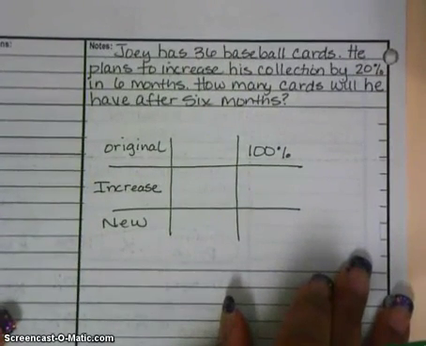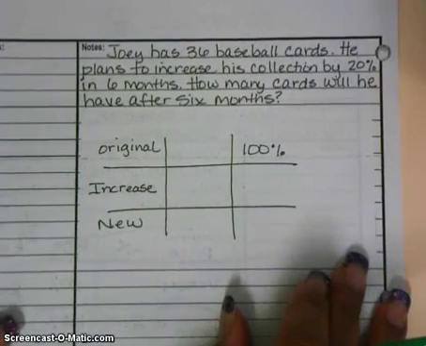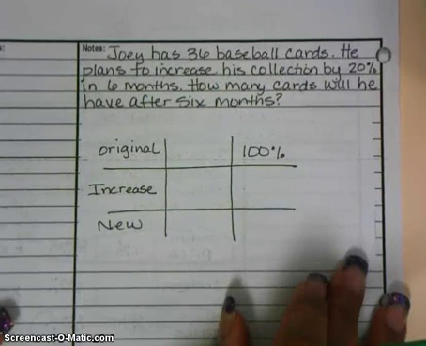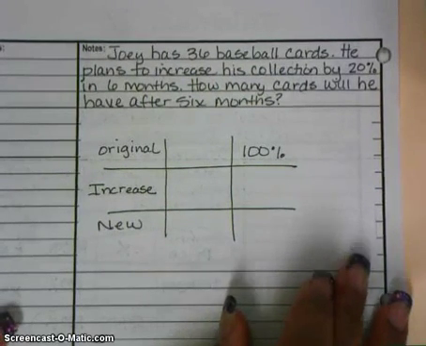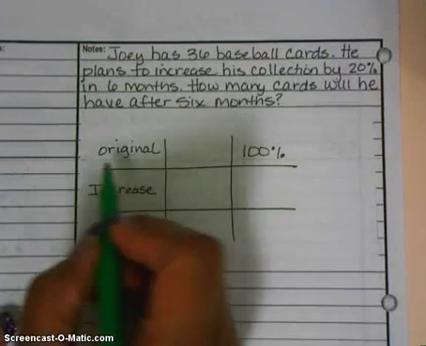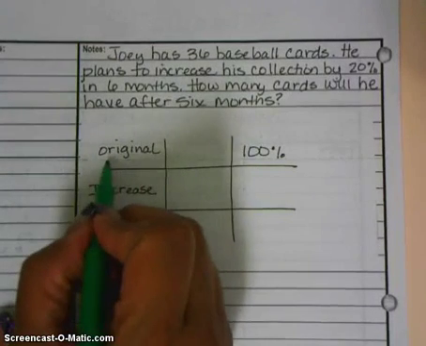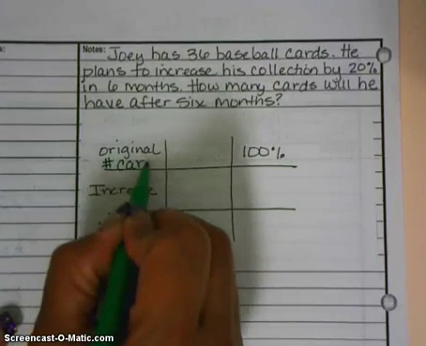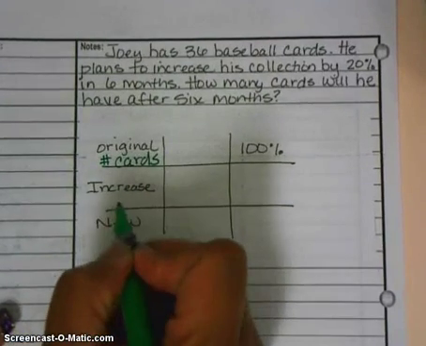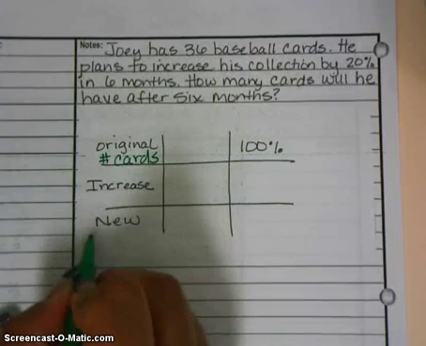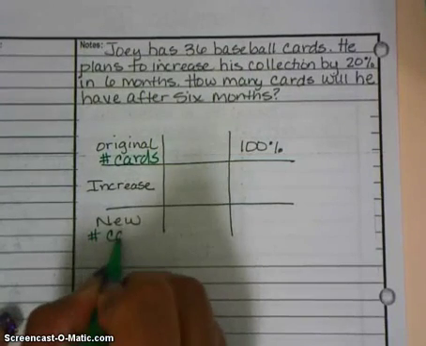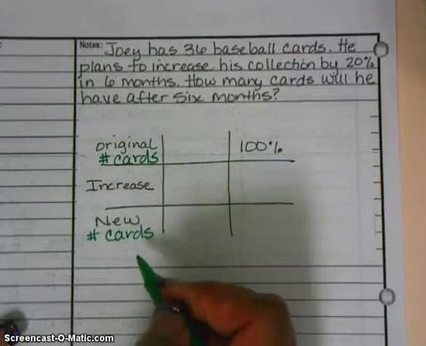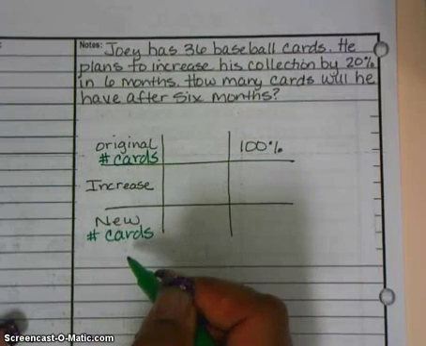Your last example says, Joey has 36 baseball cards. He plans to increase his collection by 20% in 6 months. How many cards will he have after 6 months? So I have the original number of cards, I have an increased amount, and then I have a new number of cards. Remember, your labels can just mean whatever it is that you need it to mean.